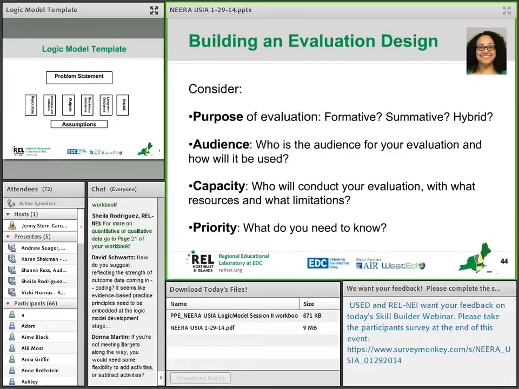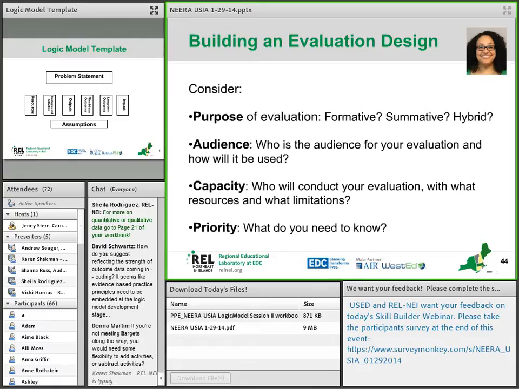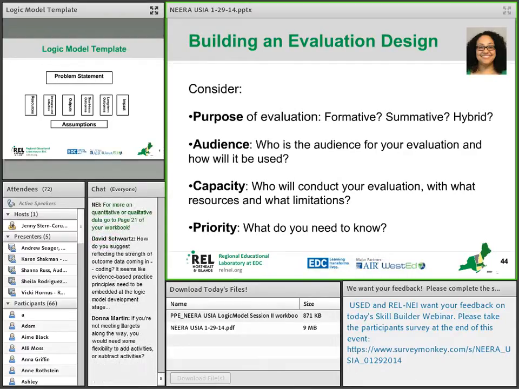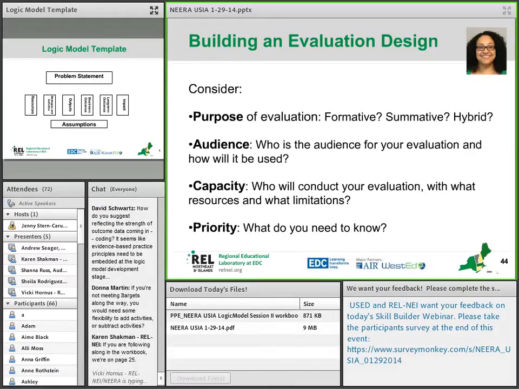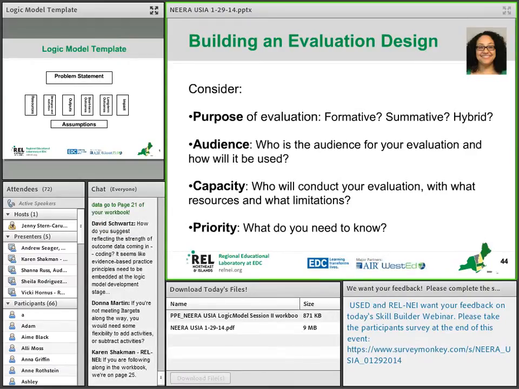Again, as I stated before, thinking about your audience and how are they going to use the information that you provide. Also, capacity is huge. Thinking about who is going to conduct the actual evaluation. What resources do you have available, or what will you need in order to complete the evaluation? Last but not least is priority. What do you need to know? So thinking about your financial or capacity limitations when it comes to this.